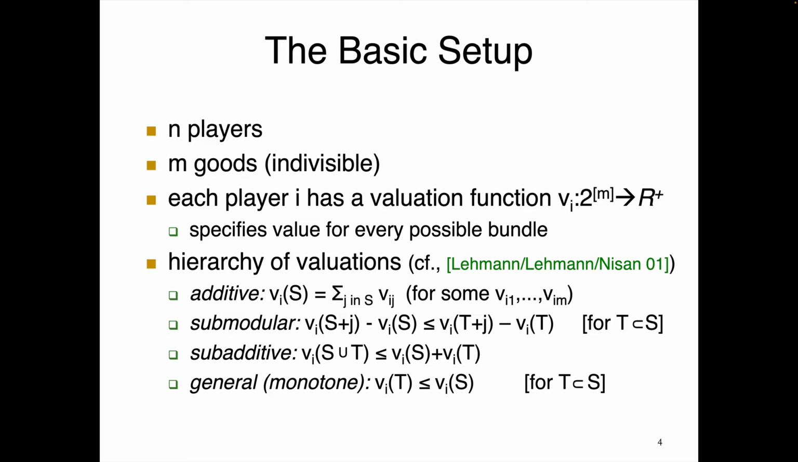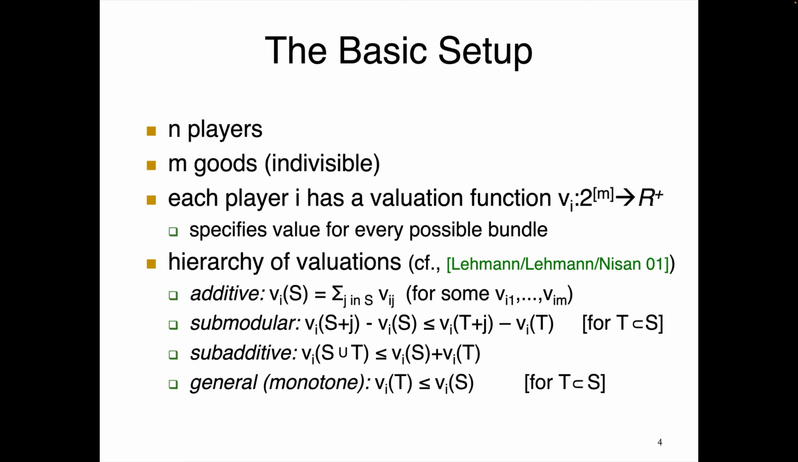Subadditive, this is exactly what Tomer's talk was about, and it's just like it sounds. It says the value for the union of two bundles should be at most the sum of your values for each bundle by itself. Segal's talk was primarily about submodular valuations, which is a stronger condition, which is just about diminishing returns. So it says as you get more and more items, your marginal value for additional items is only going down. And then the most extreme would be an additive valuation.